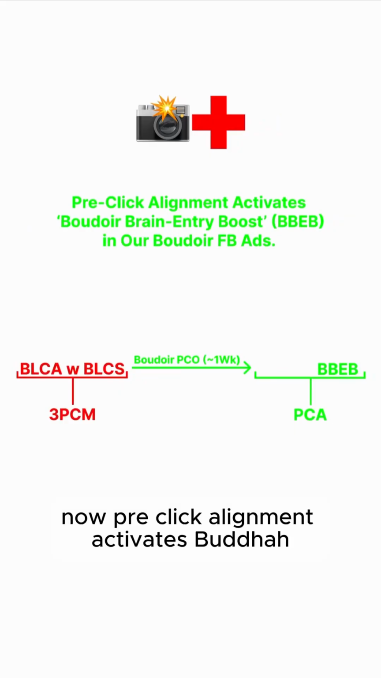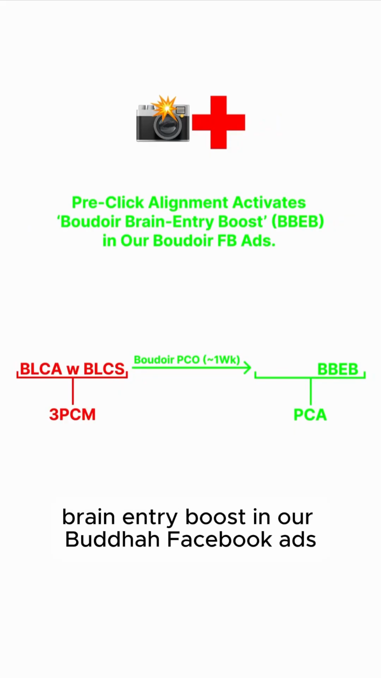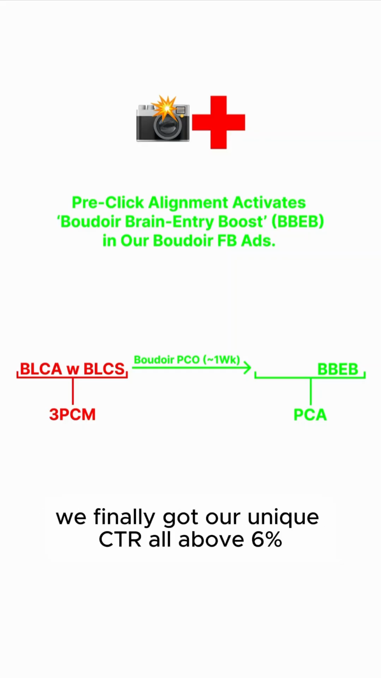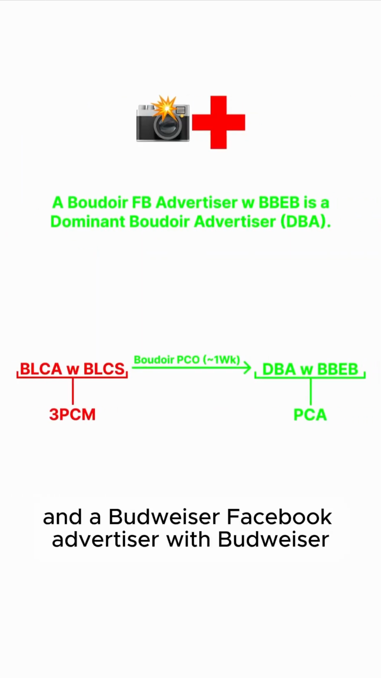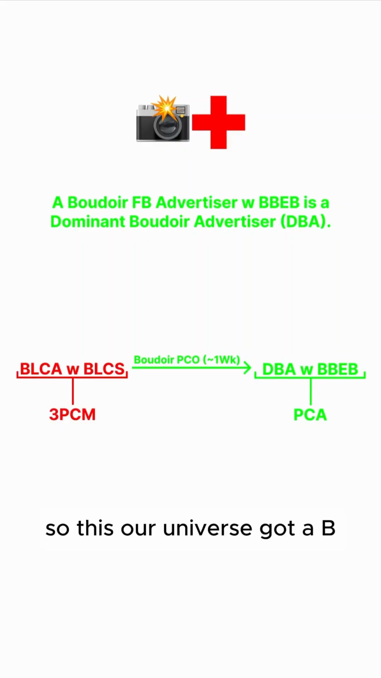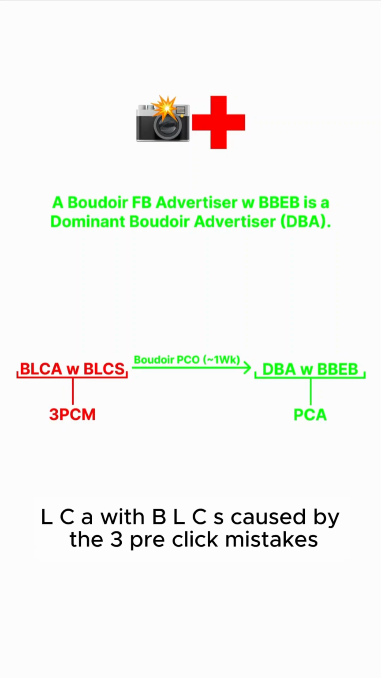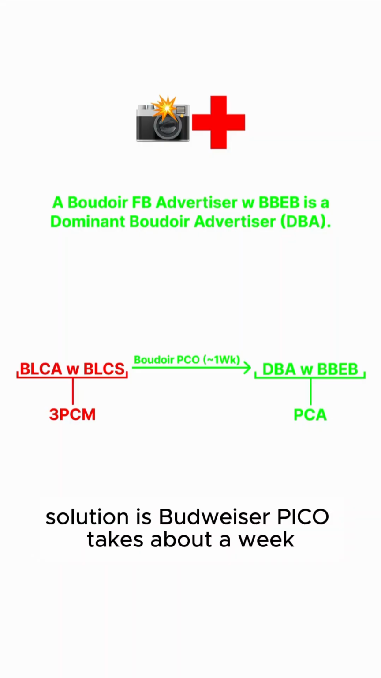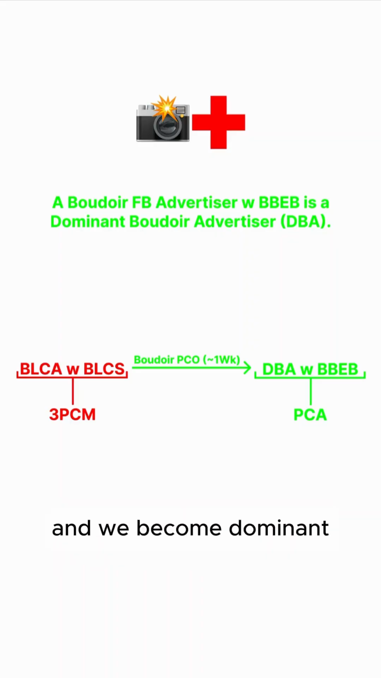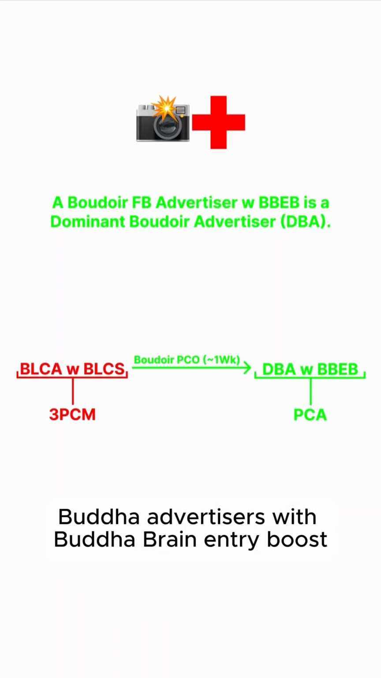Now, pre-click alignment activates boudoir brain entry boost in our boudoir Facebook ads. It basically means we finally got our unique CTR all above 6%. And a boudoir Facebook advertiser with boudoir brain entry boost is a dominant boudoir advertiser, a DBA. So this is our universe. Got a BLCA with BLCS, caused by the 3 pre-click mistakes. Solution is boudoir Pico, takes about a week. And we achieve PCA, pre-click alignment, and we become dominant boudoir advertisers with boudoir brain entry boost.